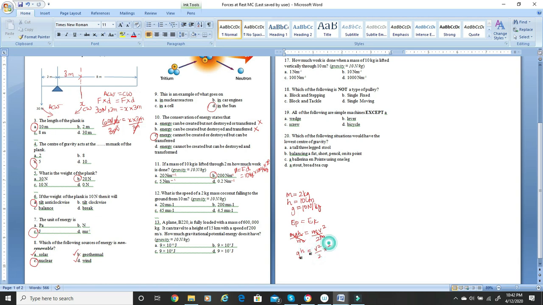And if we transpose the 2 on both sides, we end up with 2GH. Then we could solve for velocity by multiplying this whole thing by a half, which will give us V equals the square root of 2GH. And then we could just fill it in. So in filling in, V is equal to the square root of 2 times 10 newtons per kilogram times the height. And the height was 10 meters.